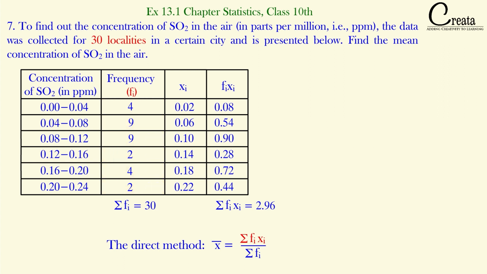So we got all the values. Let's directly apply the formula. Let's do the calculation. On solving, we got the answer as 0.0986. So that is the answer. The mean concentration of SO2 in the air is 0.0986 ppm.